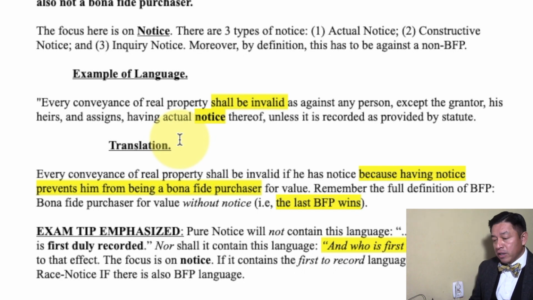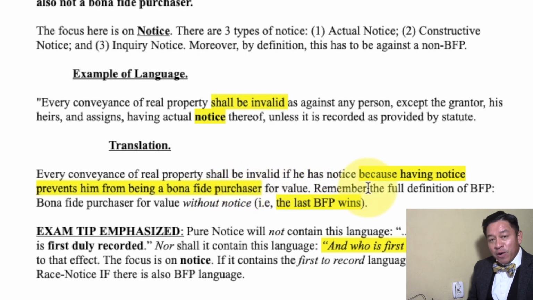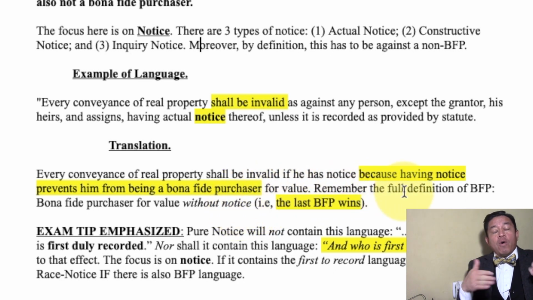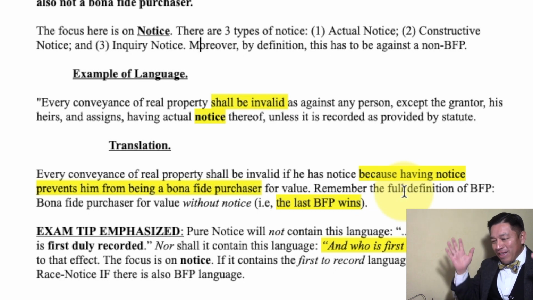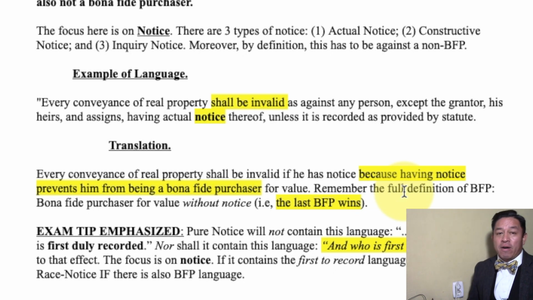Let's look at the translation. It says, every conveyance of real property shall be invalid if he has notice. Why? Because having notice prevents him from being a BFP by definition. Remember the full definition of a BFP: bona fide purchaser for value without notice. That makes sense, right? But the language here is just so confusing. Again, I do want you to even print this out and look at it very carefully. And then you're going to say, oh my God, now I see it.